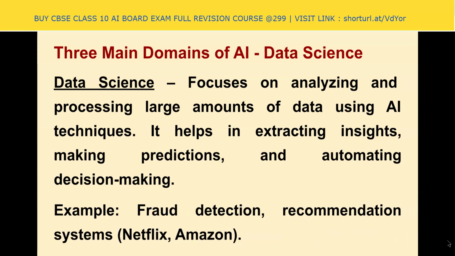Okay, so in these three main domains of AI, the first is data science. Here, when there's a huge amount of data, and today every single minute, every second, people are generating data, using this data we can make predictions and we can automate decision making. So basically, fraud detection in banking systems, recommendation systems. They use this data science branch to give you better decision making capabilities.